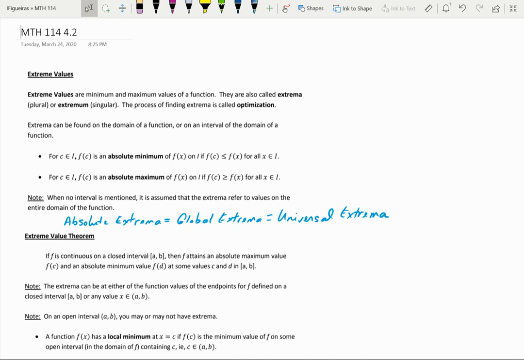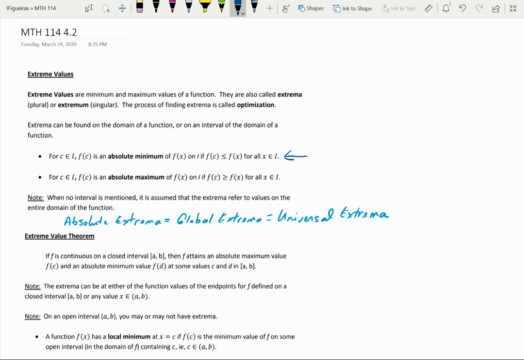If c is a value in some interval, f of c is an absolute minimum of f of x on that interval if f of c is less than or equal to f of x for all values of x in that interval. All that's saying is that if c represents an absolute minimum, f of c will be the smallest value overall for all of the f of x's on that interval. So that's what this statement is saying.